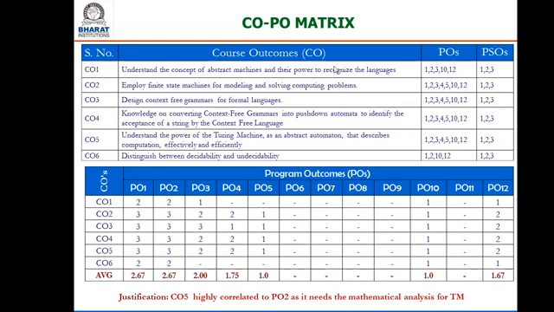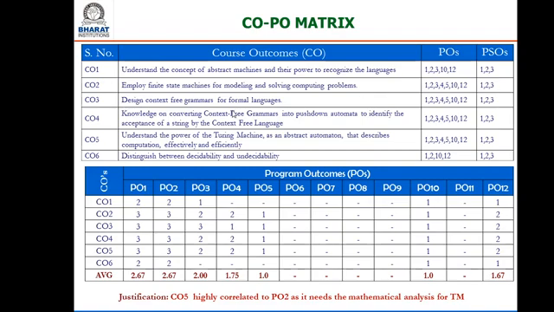CO1 is mapped with program outcomes 1, 2, 3, 10 and 12, and program specific outcomes 1, 2 and 3. Then coming to CO2, it is mapped with the POs 1, 2, 3, 4, 5, 10 and 12, and PSOs 1, 2 and 3.